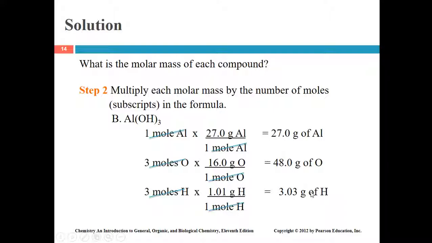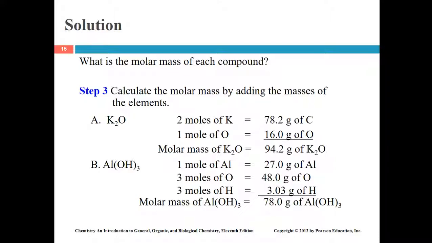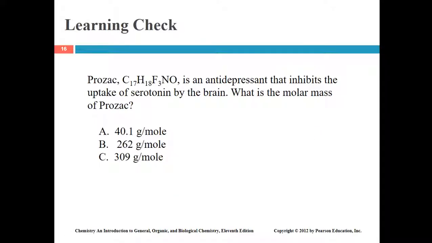All right, now we add them together. First, the molar mass of K2O. When we added up those individual things, we get 94.2 grams of K2O. When we add up the individual moles of the aluminum, oxygen, and hydrogen, we get 78.0 grams of aluminum hydroxide.